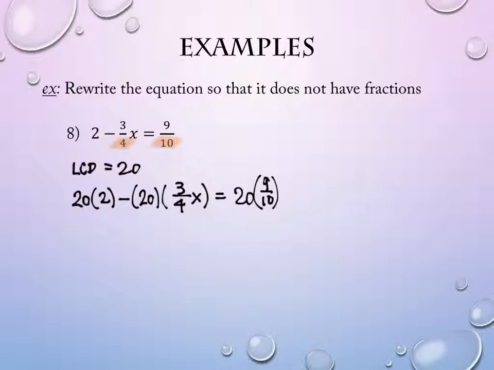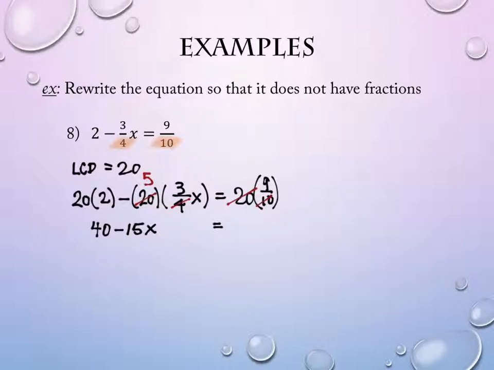So on the first one, of course, 20 times 2, that's 40. On the second one, though, take a look. The 20 and the 4 are both divisible by 4, right? So what's 20 divided by 4? 5. So this problem becomes 5 times the 3x. It's still minus, but what is 5 times 3x? 15x. No more 4, because it reduced with the 20. On the right-hand side, the 20 and the 10 both reduce, leaving me with what?